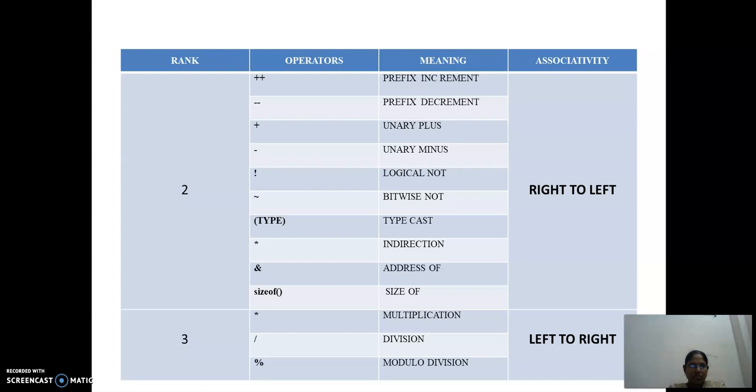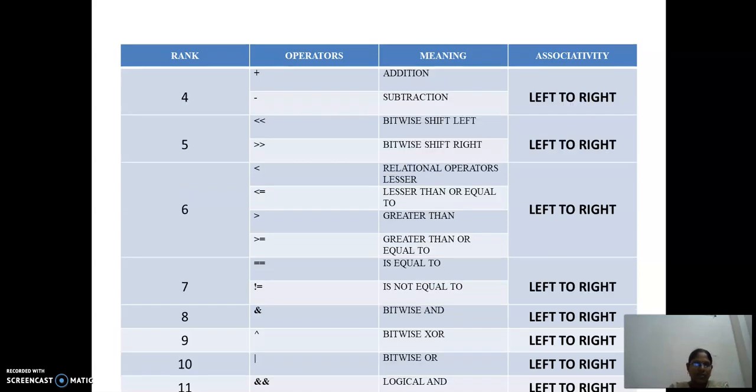The third one is multiply, divide and modulus. This is part of your arithmetic operators and it is from left to right. Mostly the associativity, except for two things, is left to right. The fourth one is plus and minus. And the fifth one is left shift and right shift. The sixth priority is relational operators, 6th and 7th. In the 6th you will have less than or equal to, greater than or equal to. In the 7th one it is double equal to and not equal to. Both the 6th and the 7th priority come under left to right associativity.